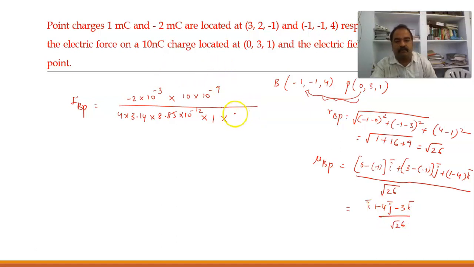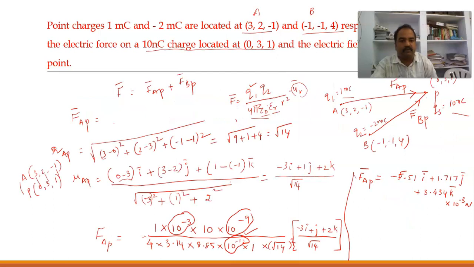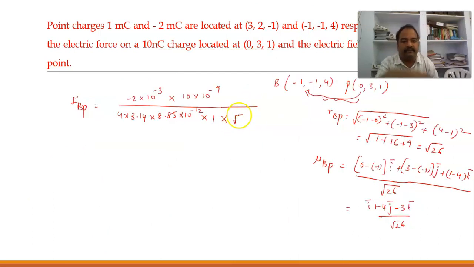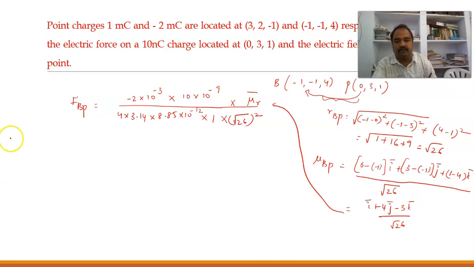So I'll substitute the same here into this equation. Here I'm supposed to write root 26 whole square into the unit vector, whatever the unit vector which I have obtained here. This is to be replaced here. So if I try to solve this one again, this will get eliminated.